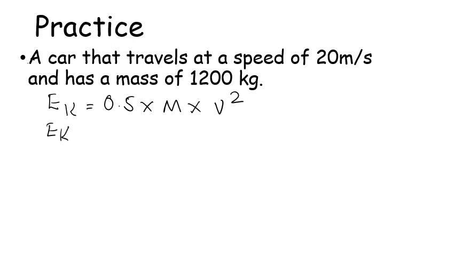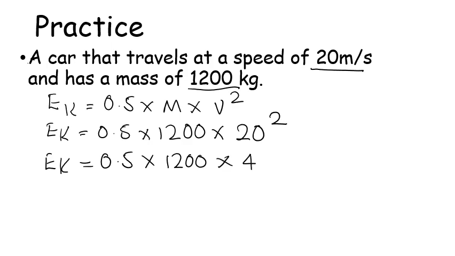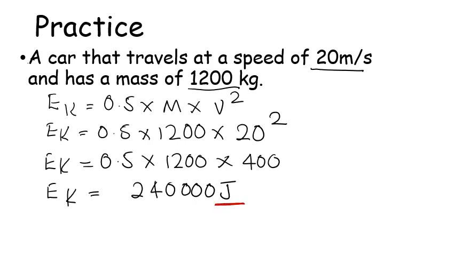So kinetic energy equals 1/2 times the mass, 1,200, times the velocity, 20, squared. Kinetic energy equals 0.5 times 1,200 times 400. Put all of that into your calculator and the kinetic energy is 240,000 joules. Remember to put the unit if it's not given to you. This is also worth a mark.